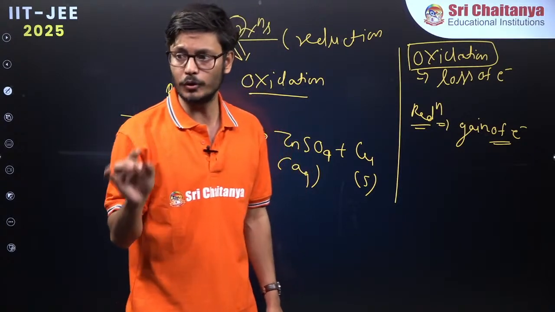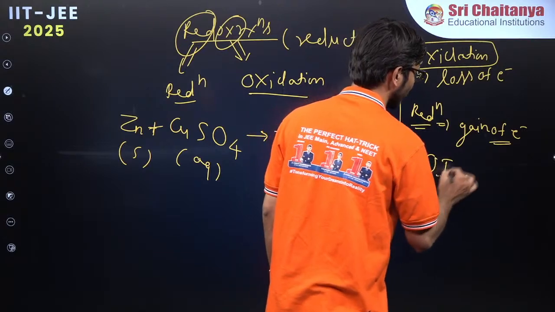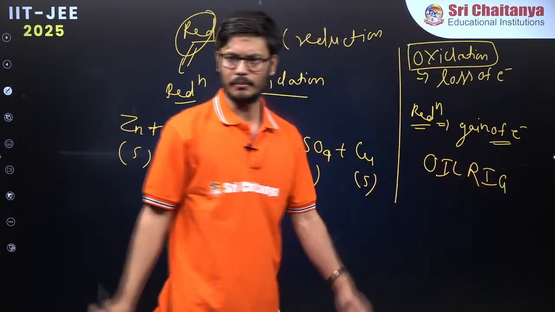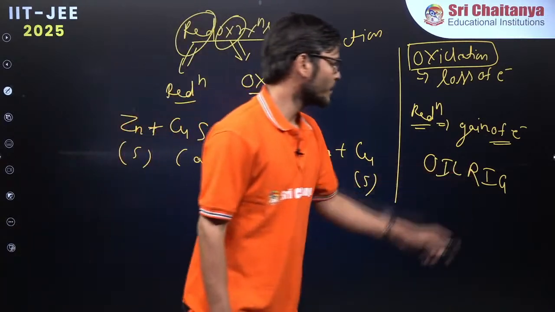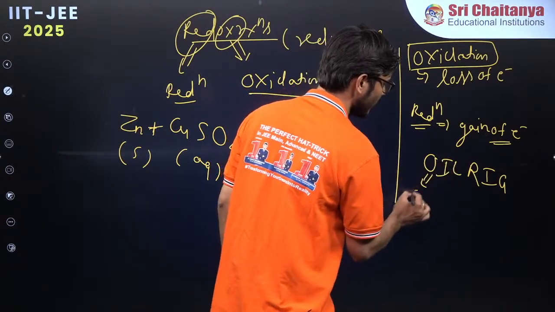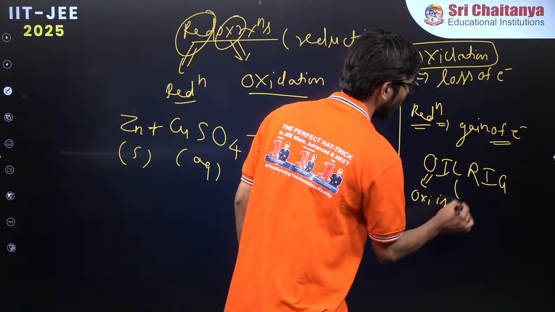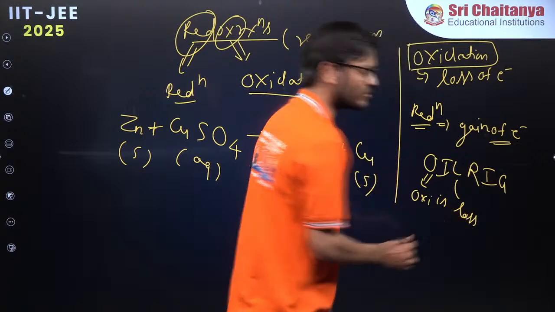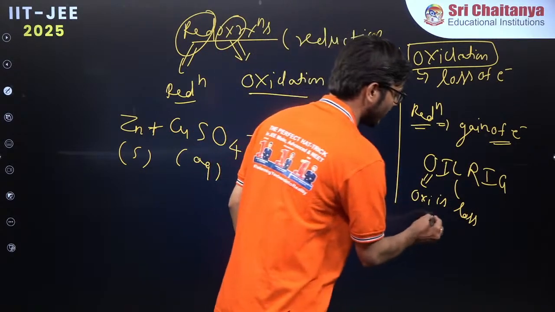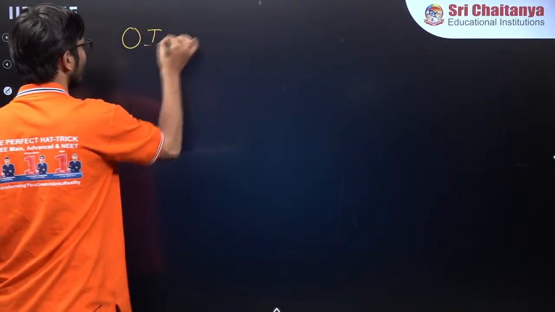Nobody should get confused. There is a shortcut in every book. It is written OIL RIG. Oil rig, like big containers of oil. What is OIL RIG? O means oxidation. Oxidation is loss of electron. This is a very simple shortcut, right? OIL RIG. Oxidation is loss of electron.